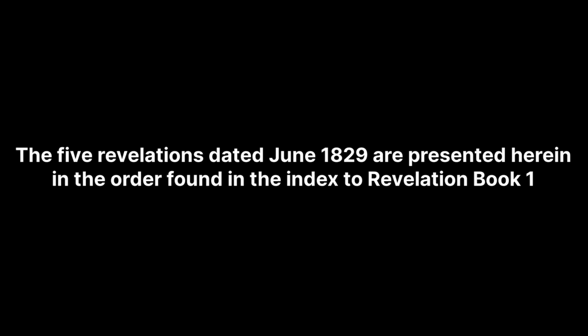The 5 revelations dated June 1829 are presented herein in the order found in the index to the Revelation Book 1. That's why it's maybe a little different. So that's where we get it from. That's how we get them and why we have them. So let's just go one by one.